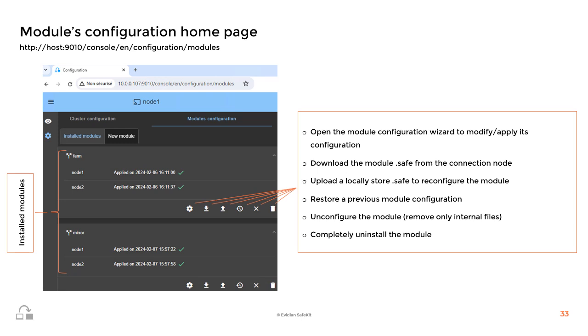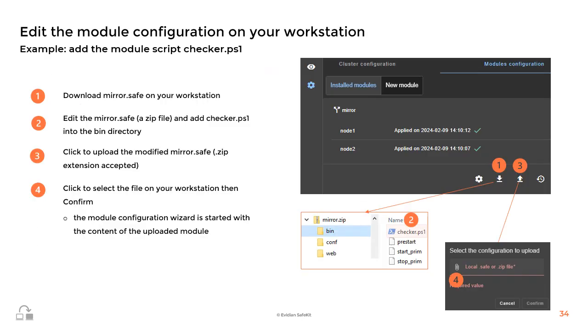Otherwise, the operation will fail due to locked files. Let's delve deeper into how you can edit a module configuration locally on your workstation. In the example of the figure, first, click on the icon to download the mirror.safe file to your workstation. Then, extract on your workstation the contents of mirror.safe, which is essentially a zip file.